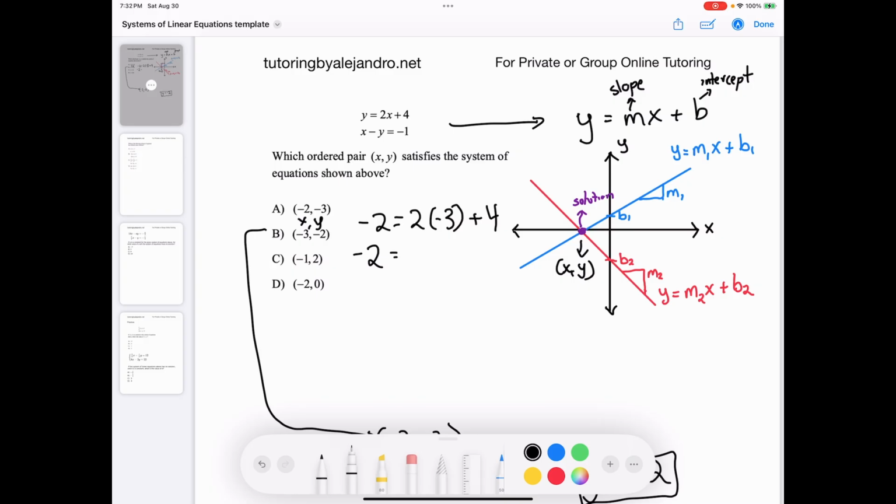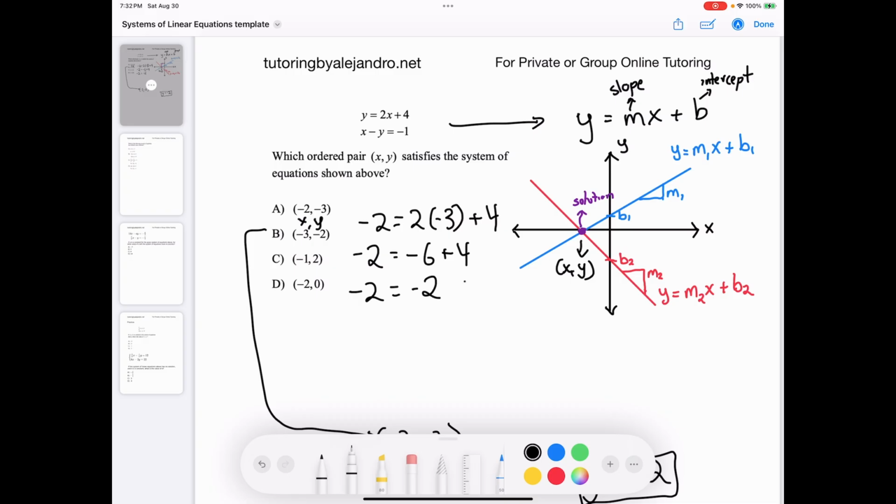So now I have 2 times negative 3 is negative 6 plus 4. Okay. Now I have negative 6 plus 4. So since they're different signs, meaning one is positive, one is negative, I subtract the values. So 6 minus 4 equals 2. And the sign, remember, it has the same sign as whichever value is greater. So the 6 is greater and it's negative, so I end up with negative 2.